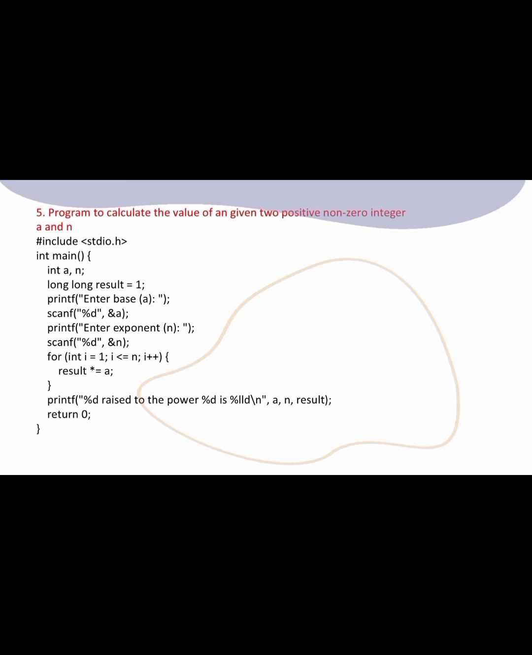Printf prompts the user to enter the base. Scanf reads the integer entered by the user and stores it in the variable a. Printf again prompts the user to enter the exponent. Scanf reads the integer entered by the user and stores it in the variable n. Then it calculates the result, and return 0 indicates the program executed successfully, and the output will be this.